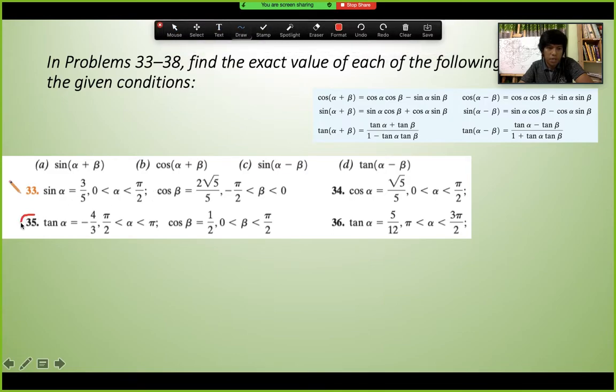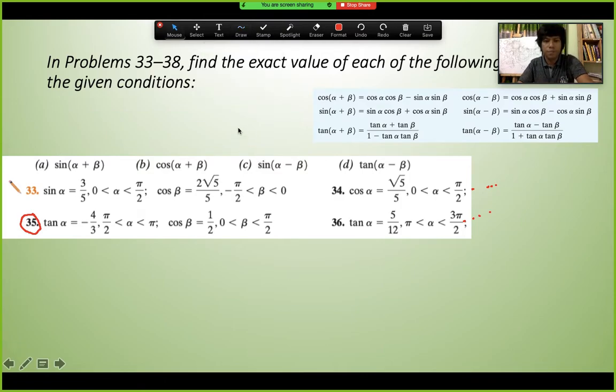Let's try number 35. Number 34, 36, this math is not finished yet. There are more sentences. I just cropped it, so that's why it is here like this. In the next page you will see the full math. So number 35, let's try to solve this.